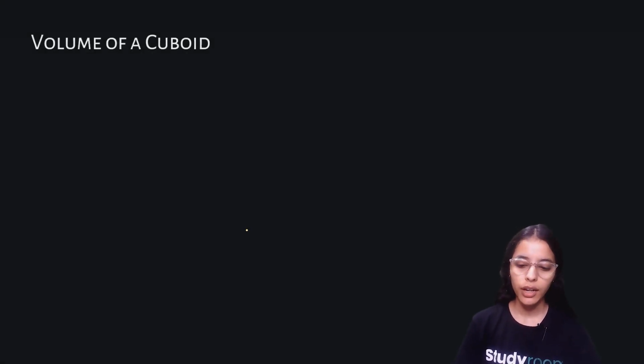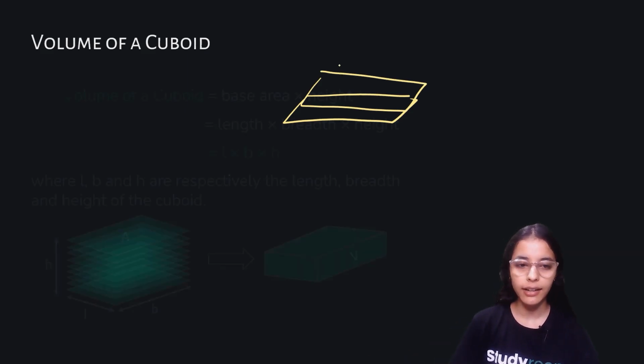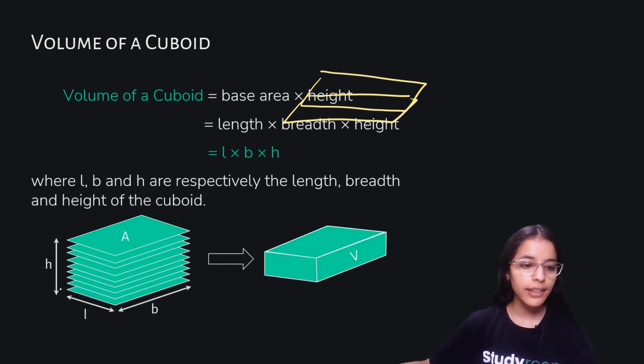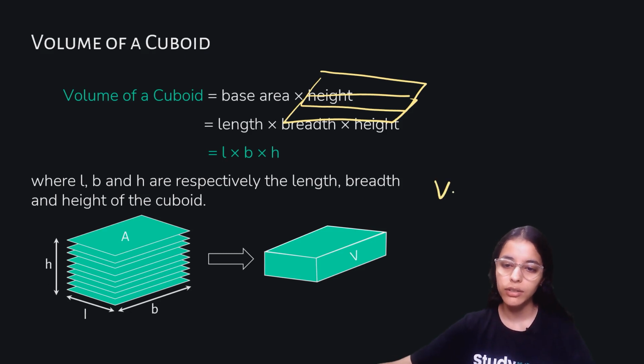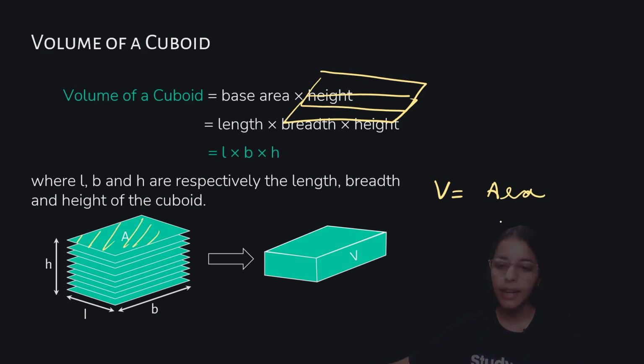Now volume of cuboid. We know that a cuboid is formed by stacking up of rectangles, right? So if we keep on stacking the rectangles like this, and let us assume that the height to which the rectangles are stacked is h, then the volume is given by the area that the rectangle takes, and we are taking it to be a. So our area is a. We'll multiply it by the height to which the rectangles are stacked, h. So our volume is given by area into height.